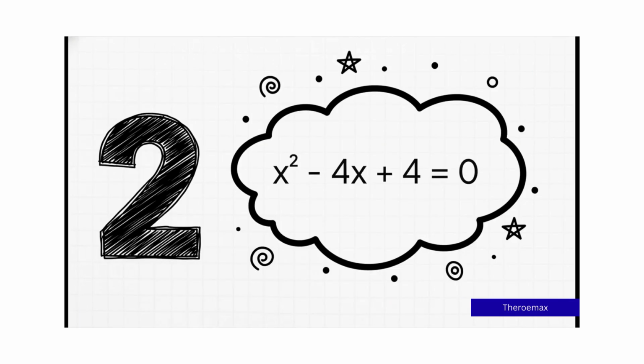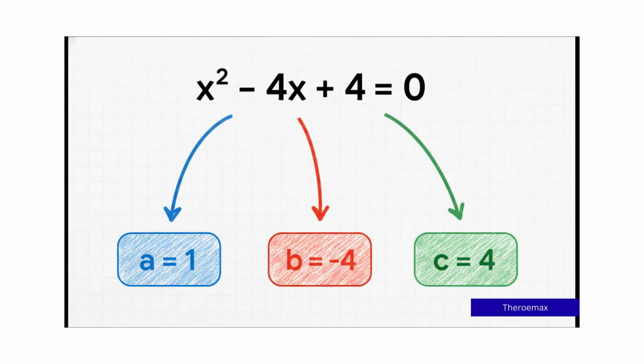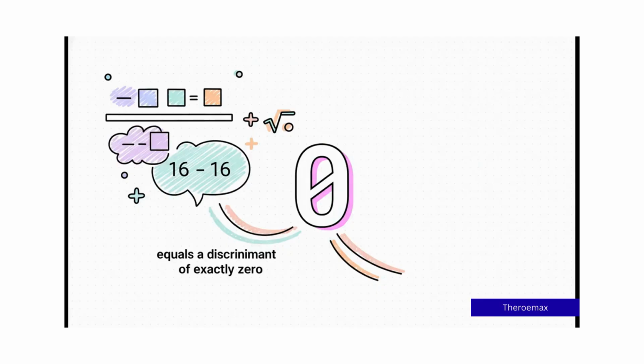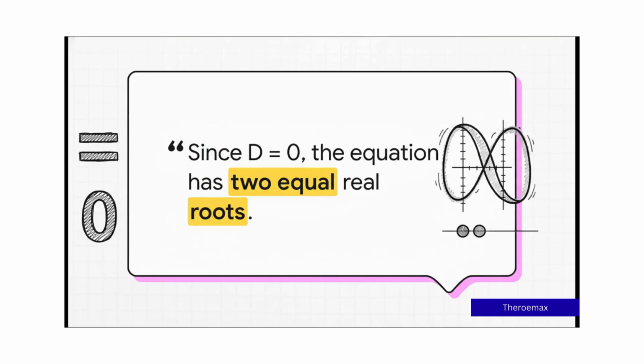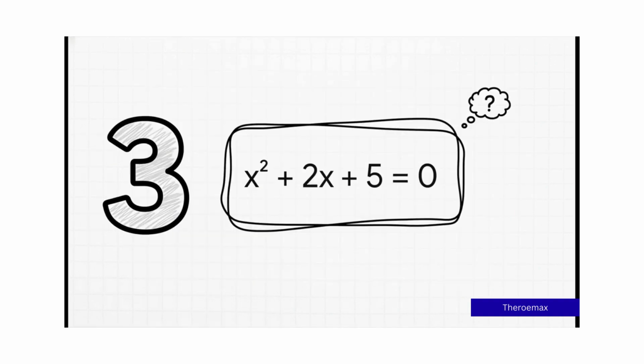All right, ready for round 2? Let's try x squared minus 4x plus 4 equals 0. Okay, what are our values? A is 1, b is negative 4, and c is 4. We plug them in, run the calculation, and this time the discriminant comes out to exactly 0. So, back to the codebook. When d equals 0, what does that mean? It means we've got 2 equal real roots. So we've just predicted this thing has 1 repeated solution. Pretty cool, huh? Okay, 1 more to go.